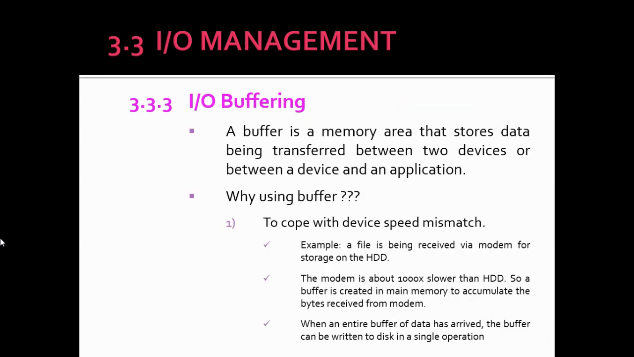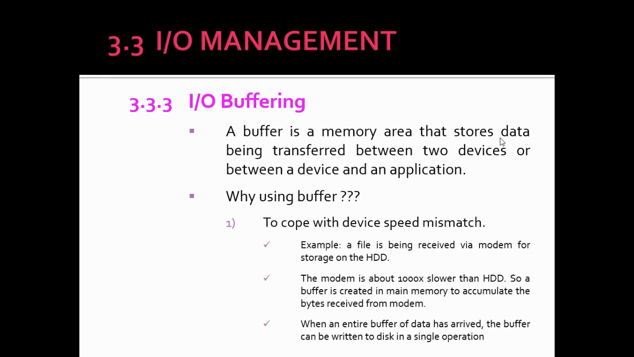Okay, next we also have something which is called buffering. So what is buffering? A buffer is a memory area that stores data transferred between two devices, or a device and an application. Two devices means, let's say you are transferring from USB 1 to USB 2. These are two devices. Or you want to copy from USB to your hard disk, or from your scanner to your hard disk. So these are two devices.